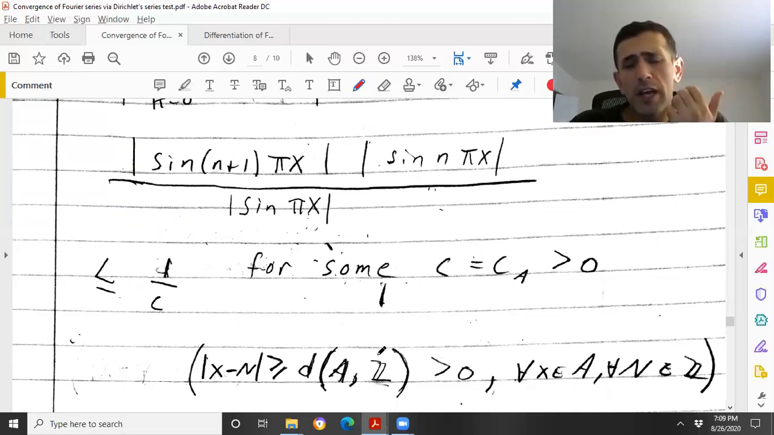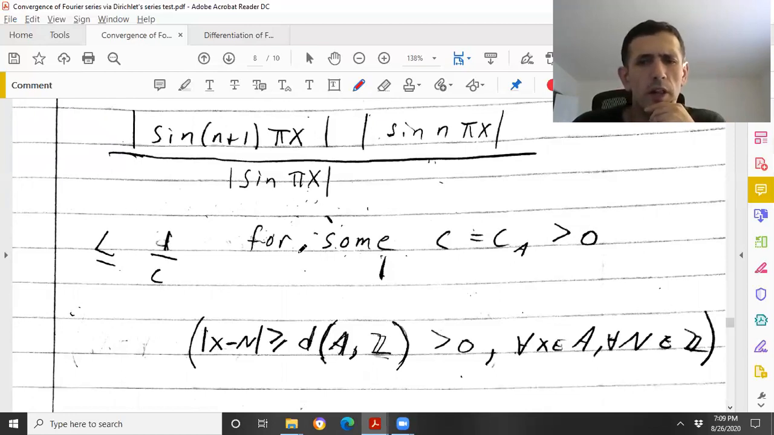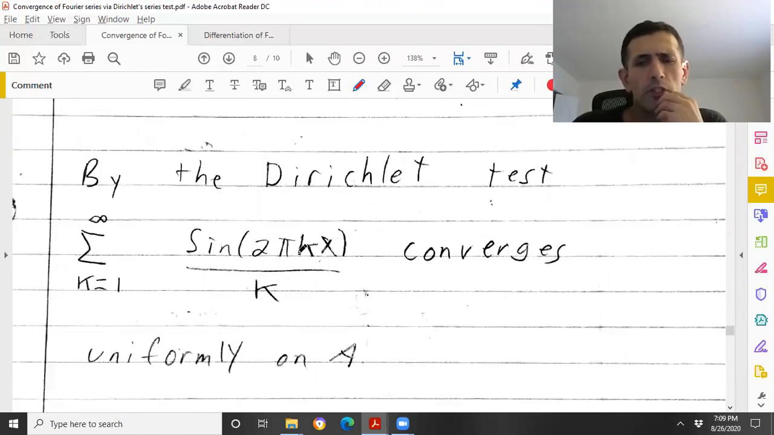And of course, as x approaches an integer, this 1 over sine pi x will possibly blow up to infinity, so we really can't necessarily bound this, which is fine because I said we do not have uniform convergence on all the real line. In fact, we don't have uniform convergence on the closed interval 0 to a for any little positive number a. So nothing strange going on here. We're done. The Dirichlet test concludes immediately that we have uniform convergence.